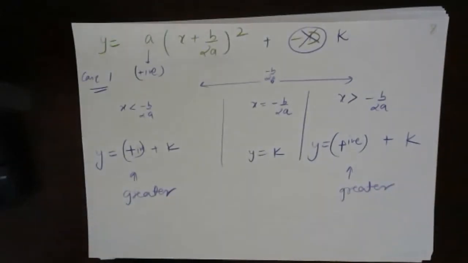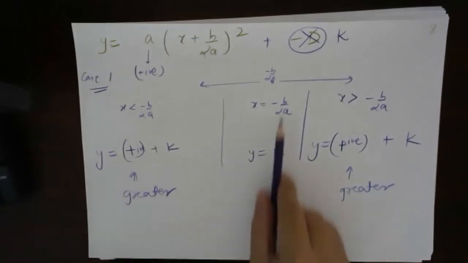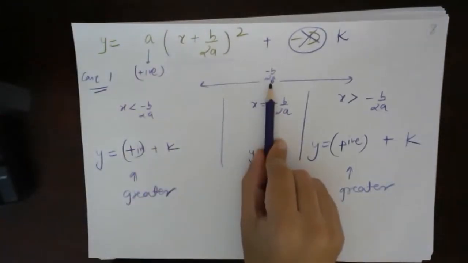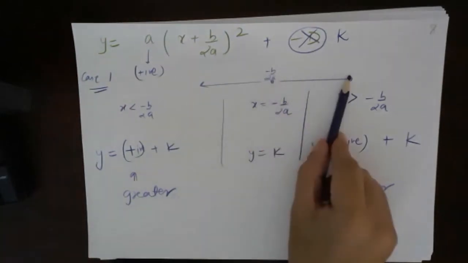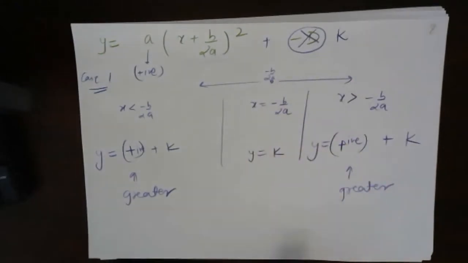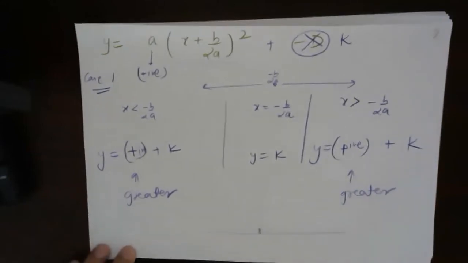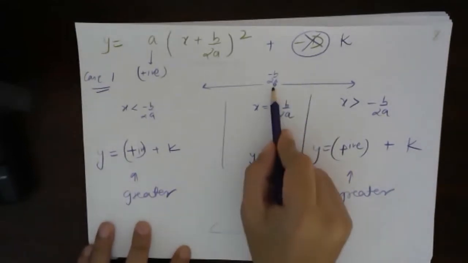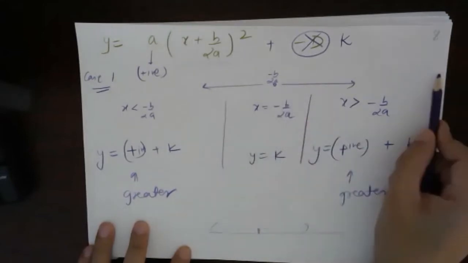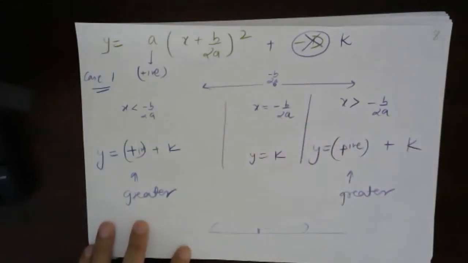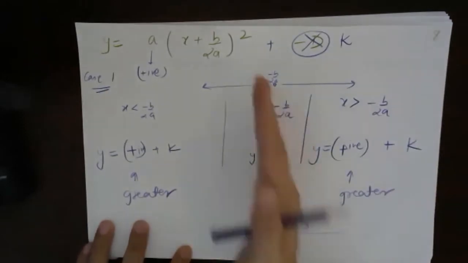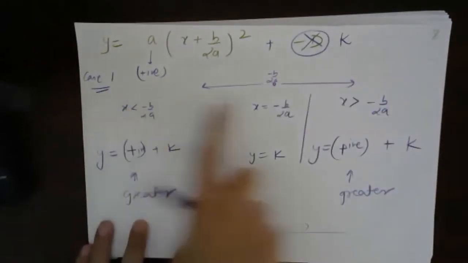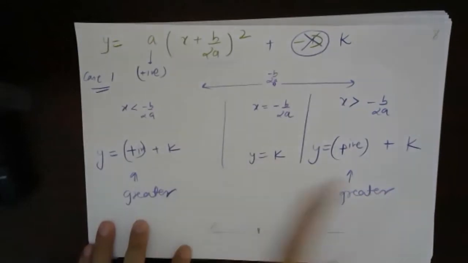So what we understood is that if we move away from minus b by 2a, away means on the right or on the left. Suppose you are standing on a point and I'm saying move away from it. Either you can move in this direction or this direction. Same thing, suppose x is standing on minus b by 2a, x can move in the right direction or in the left direction. In whatever direction it goes, the value of this y increases.